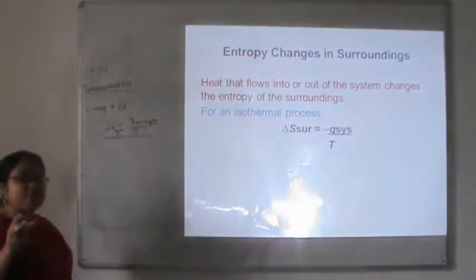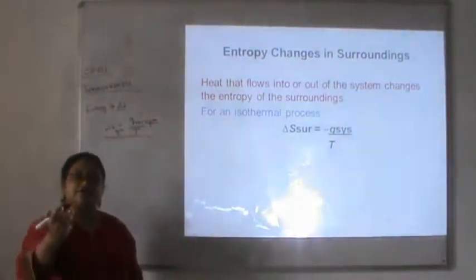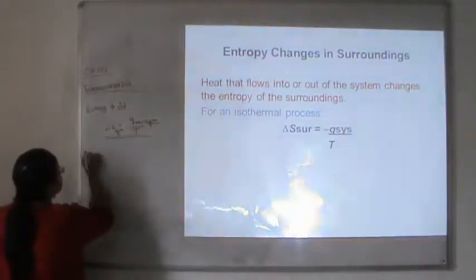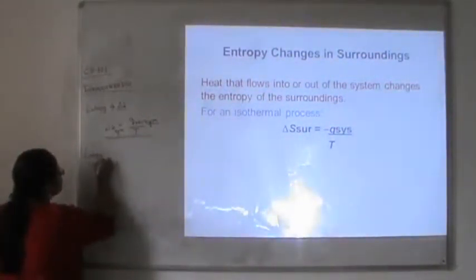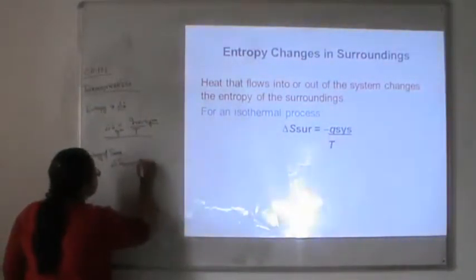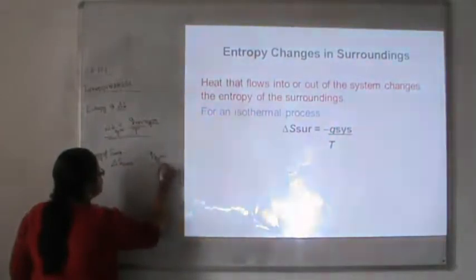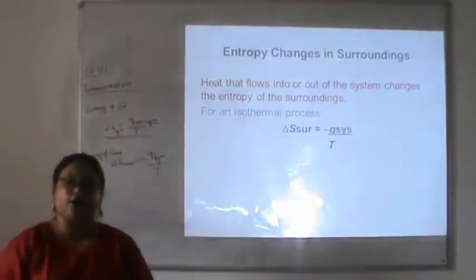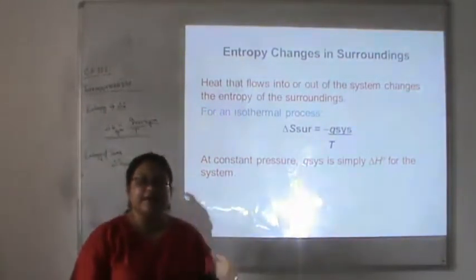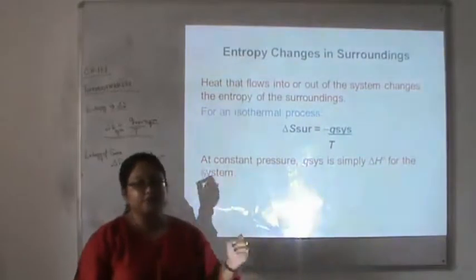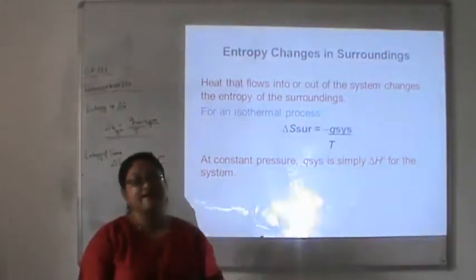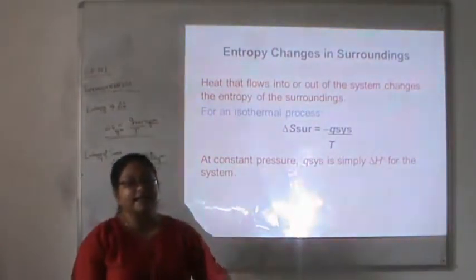We can't calculate the entropy of surroundings directly. We can reverse the entropy of system, then we get the value of entropy of surroundings: minus Q system by T. This is the entropy of surroundings according to Clausius' definition of entropy. So at constant pressure, Q system can be replaced by enthalpy. Heat absorbed by the system for a constant pressure process, we can replace by enthalpy, as enthalpy is easy to measure, it is a state function. So we can write minus H system by T for delta S surroundings.